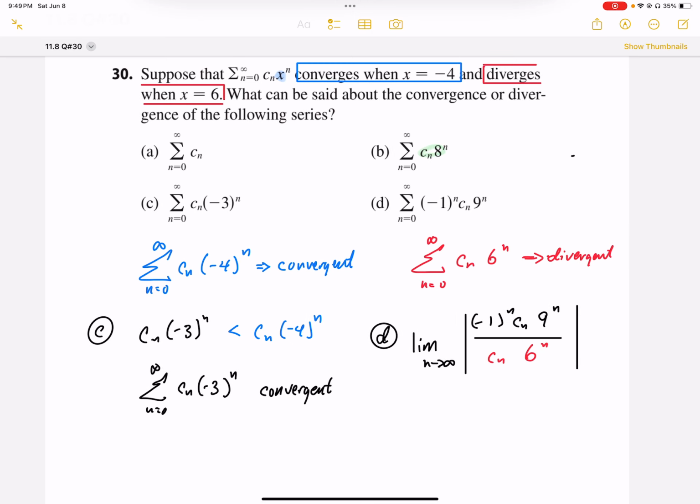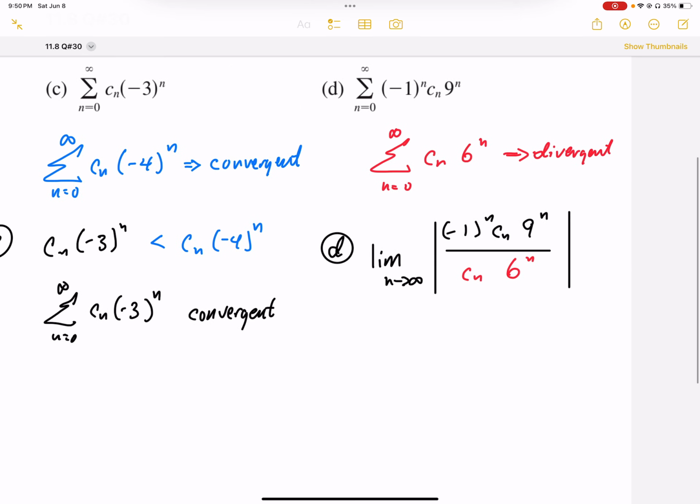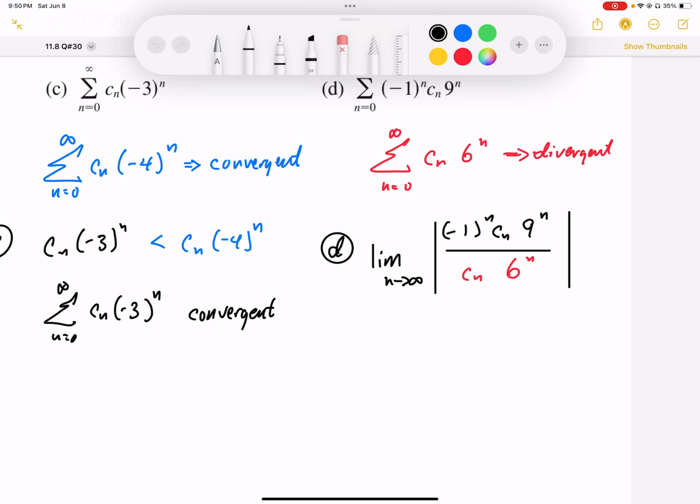For number 30D, we're looking at the series of (-1)^n times Cn 9^n, and we know that Cn 6^n is divergent, so we can think that this is probably going to be divergent as well. So we're going to do a limit comparison test here. We take the limit as n goes to infinity, comparing the series that we want to know about, (-1)^n Cn 9^n, to a diverging series, and see what happens.